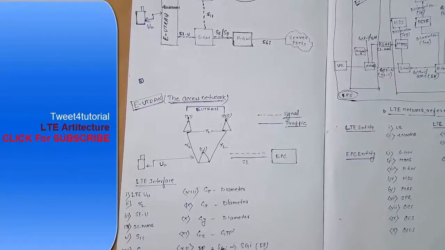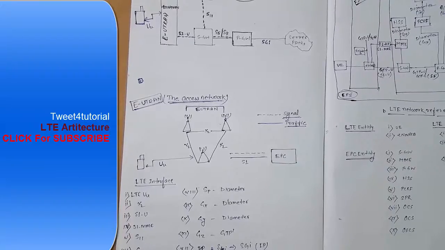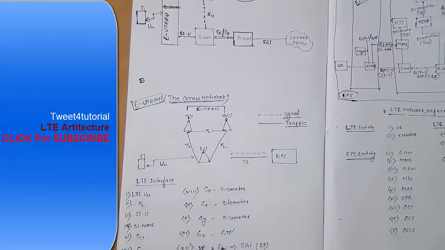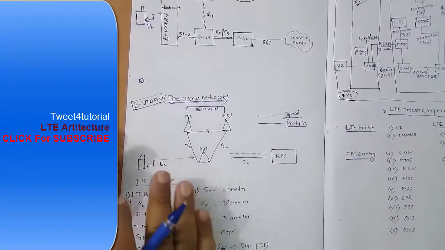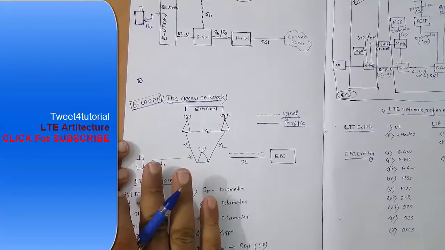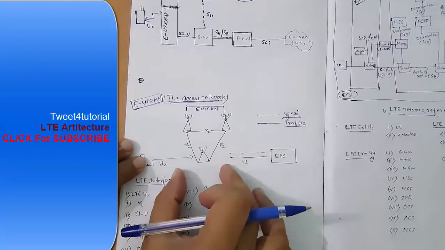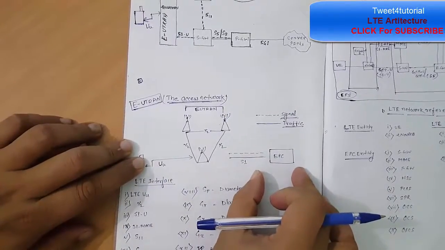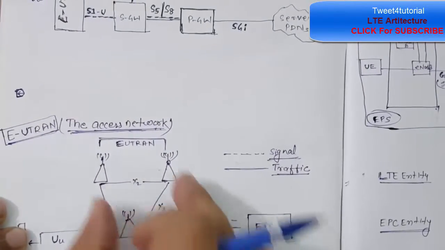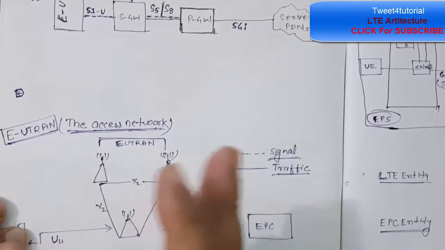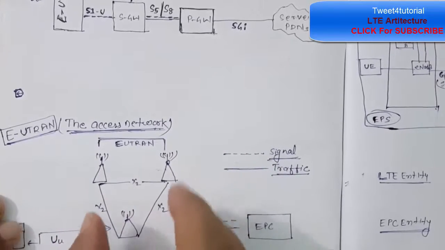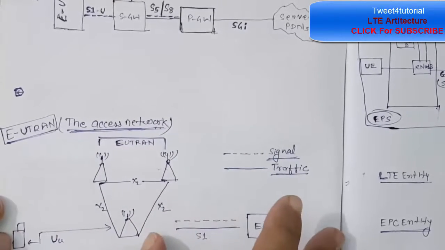Hello friends, today I will discuss the LTE network architecture. LTE network architecture is basically divided into three parts: user equipment, E-UTRAN, and EPC, the Evolved Packet Core Network. E-UTRAN is the Evolved UMTS Terrestrial Radio Access Network. So it is divided into three parts.